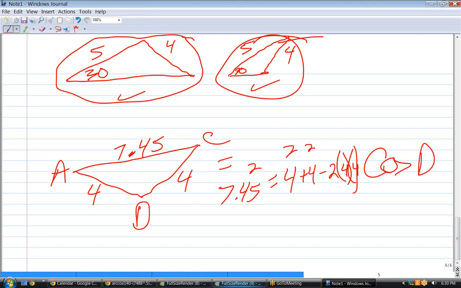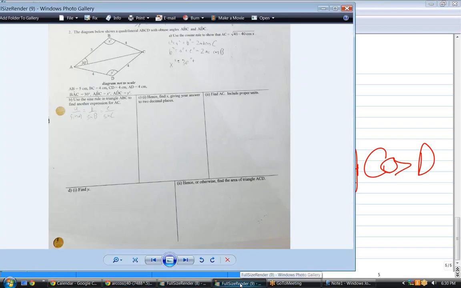Okay. Well, it looks like we're only going to have time for this page. Let's see that last question. Now find the area of triangle ACD. Well, have you been taught the area of a triangle as a function of the three sides? Heron's formula? What formula? It's called Heron's formula or Hero's formula. Either one? No.